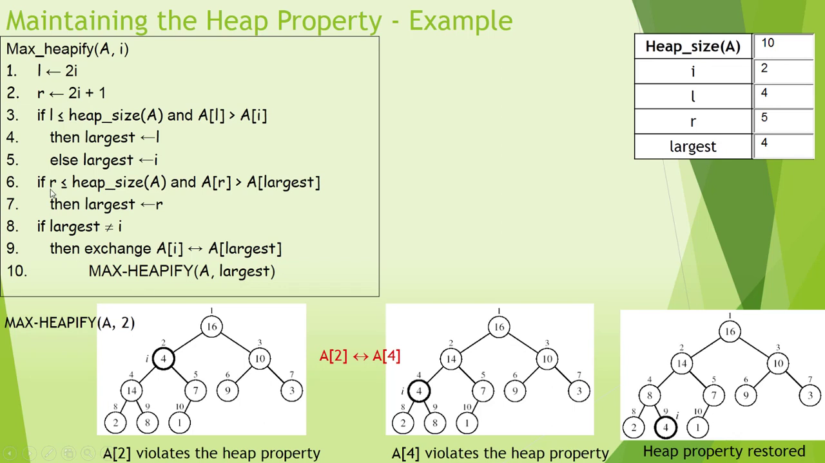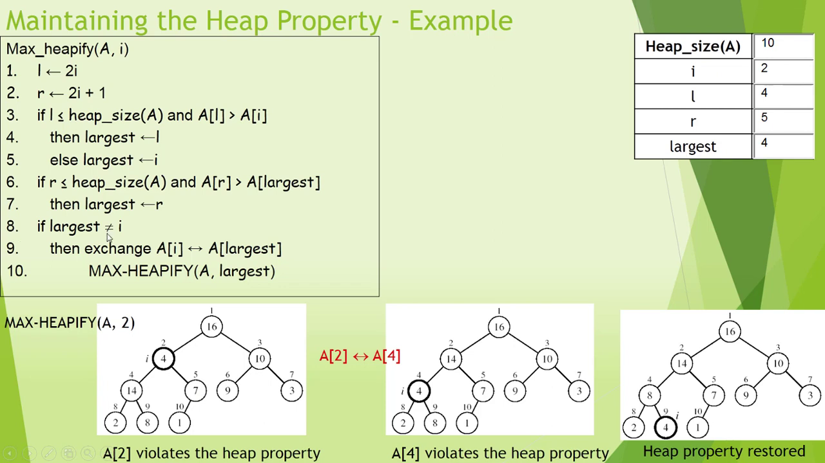Again one more condition is there, if R is less than heap size of A, 5 is less than 10, and A of R. A of R is A of 5, A of 5 is 7. 7 is not greater than A of largest because A of 4 is 14. So this will not work. So if you notice line number 3 to 7, it is only to find the position of largest element among the I node, its left child and its right child. So then line number 8 will execute.